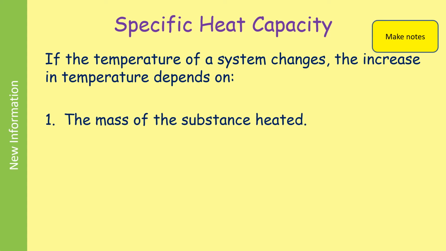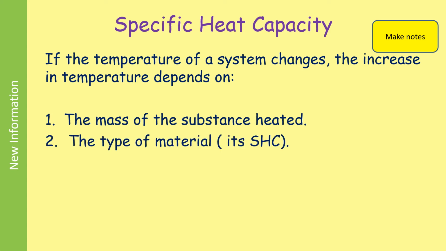When we're talking about specific heat capacity, if the temperature of a system changes, the increase in temperature depends on three things. First of all, how much material are you heating? So it depends on the mass of the substance heated. Two, it depends on what type of material it is. We know now that different materials have different specific heat capacities. That means they can absorb different amounts of heat before their temperature changes.